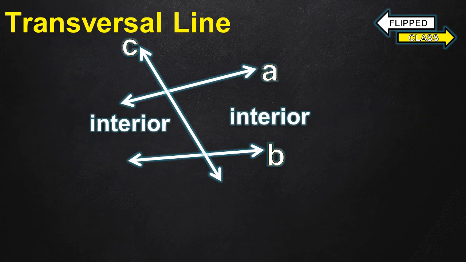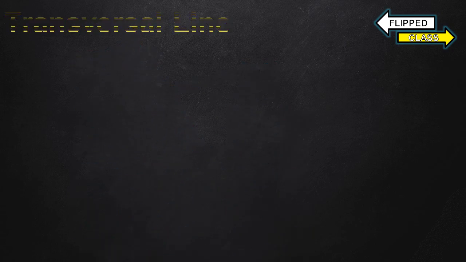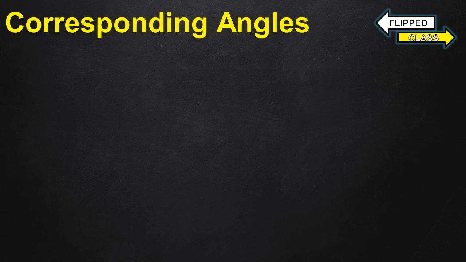In this figure, the inside is called interior and the outside parts are called exterior. Again, the inside is the interior and the outside is the exterior. Let's start with the first angle pair. Our first angle pair, when a transversal line cuts 2 different lines, is called the corresponding angles.